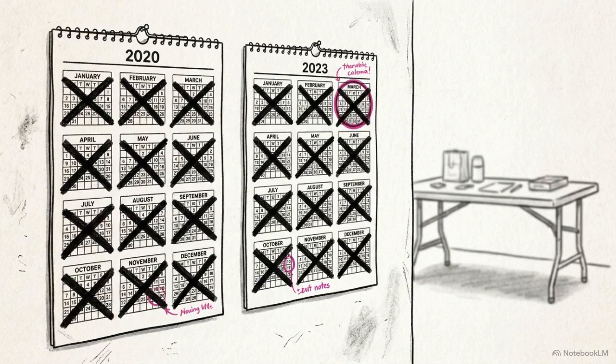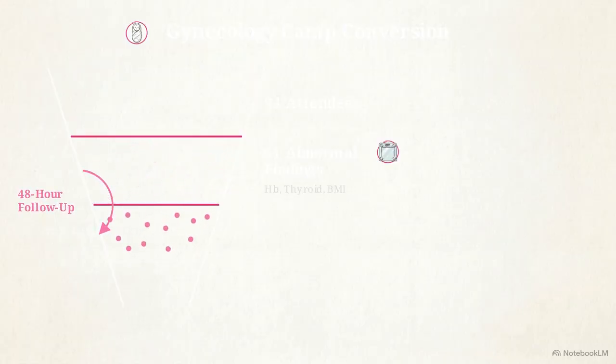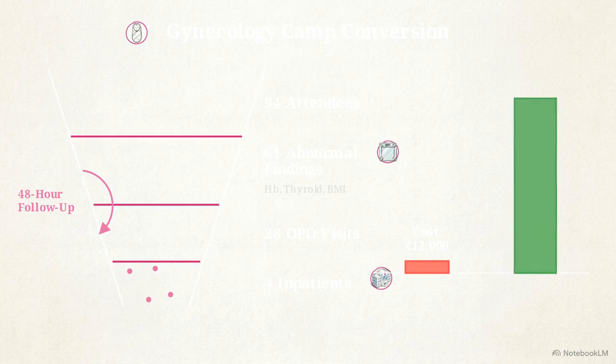They had run free blood pressure and sugar camps for 2 years, averaging 80 attendees each time, but generating almost 0 new patients. They redesigned their strategy around a targeted gynecology camp. They registered 94 total attendees. Out of that group, 61 women had at least one abnormal finding on their hemoglobin, thyroid, or BMI screenings. Within 48 hours, the front office called all 61 of those women. That single step drove 28 booked OPD visits, and 4 of those women became inpatients. The camp cost 12,000 rupees to run and generated 1.85 lakhs in revenue within 30 days.